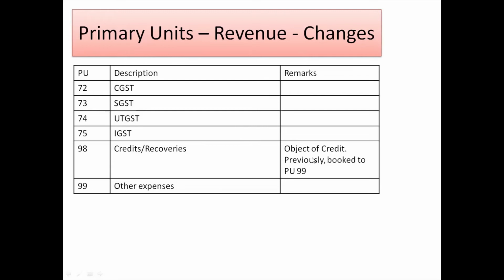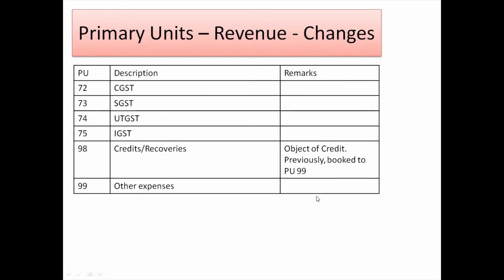Suppose any expenditure is not covered by any primary unit. All miscellaneous and small petty expenditure comes under PU 99, other expenses. This is the last, PU 99. Okay.